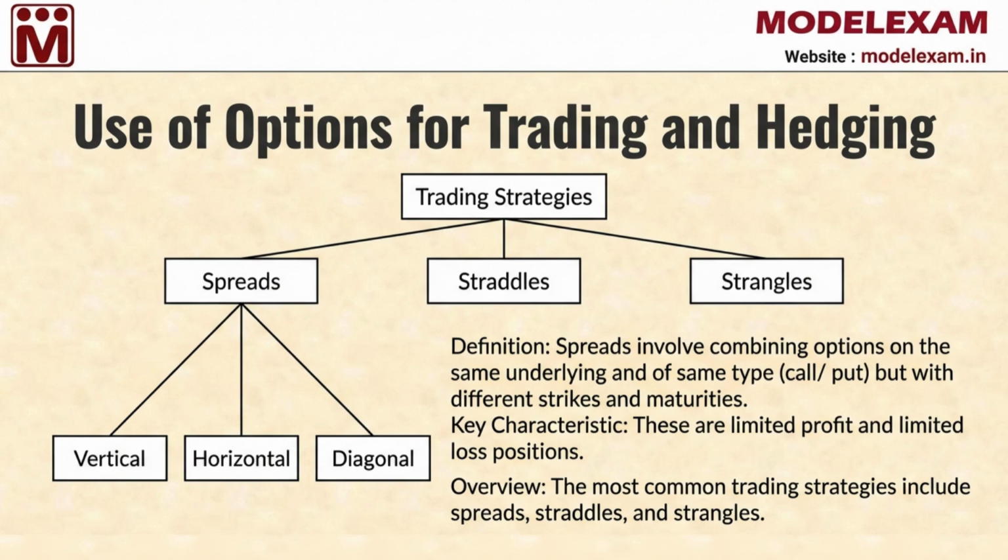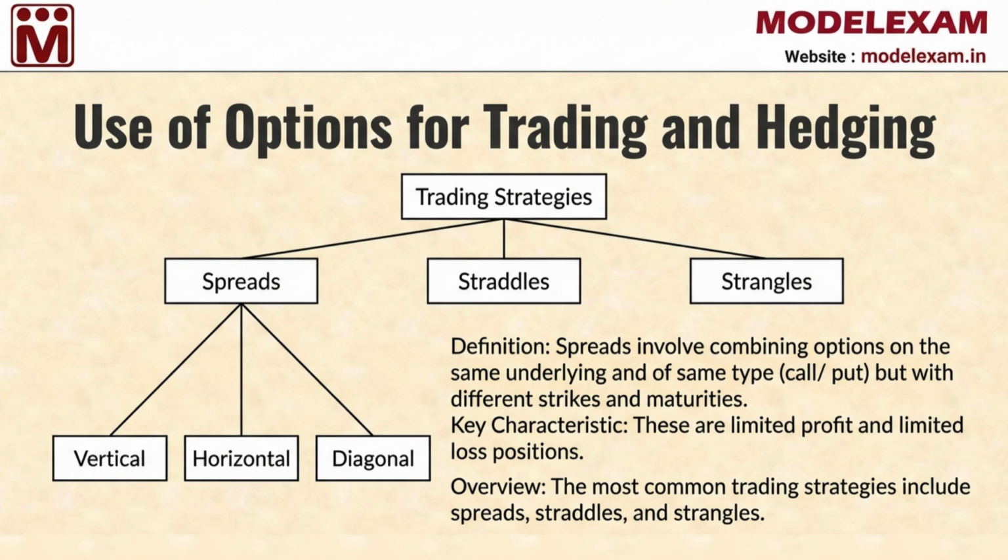In this video, we'll explore the use of options for trading and hedging. Trading strategies generally fall into three main categories known as spreads, straddles, and strangles. You can think of spreads as a way to combine different options on the same underlying asset. These options are usually of the same type, meaning they are either both calls or both puts, but they have different strike prices or expiry dates.